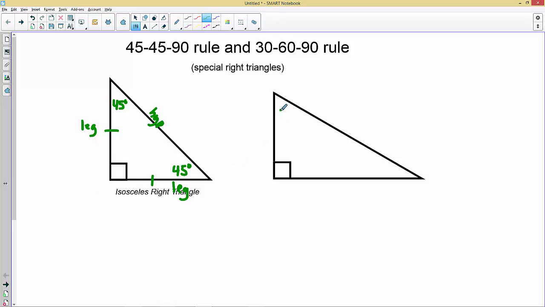Now, both legs are the same length, so it really doesn't matter. But in the 30, 60, 90 triangle, which also has a special rule, we actually call this one the short leg. Okay, and we call this one the long leg. Remember, these are sides of a triangle, of course, and the hypotenuse, okay? And how do we know that?